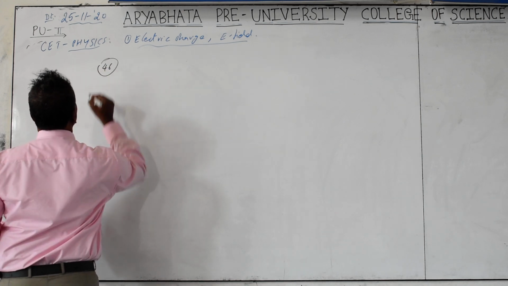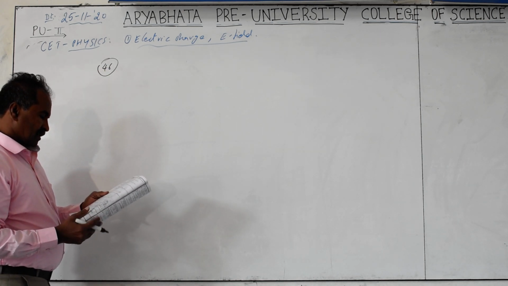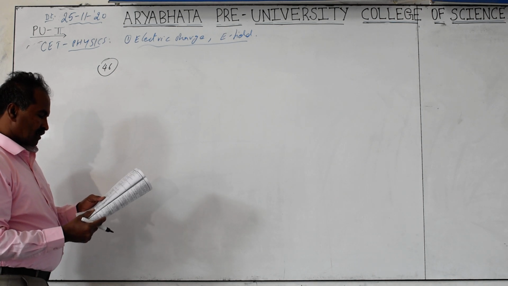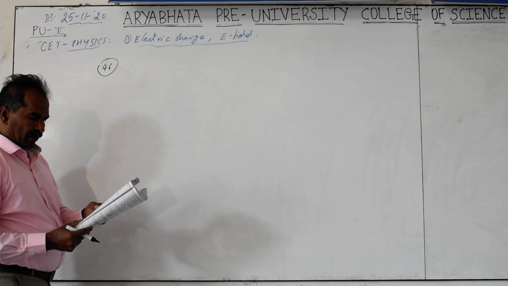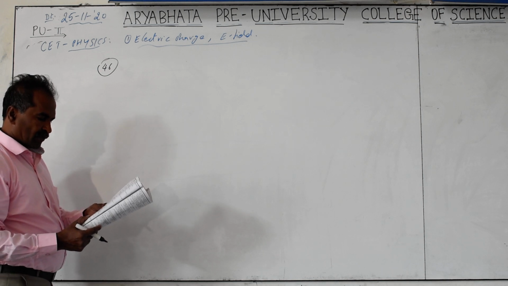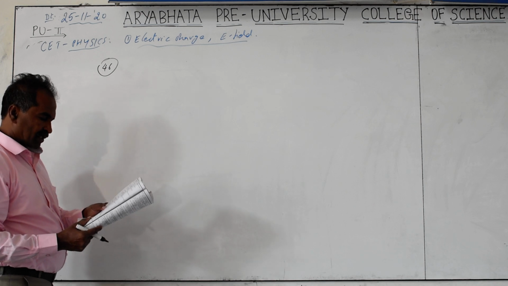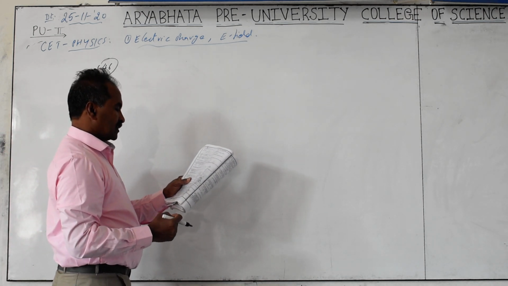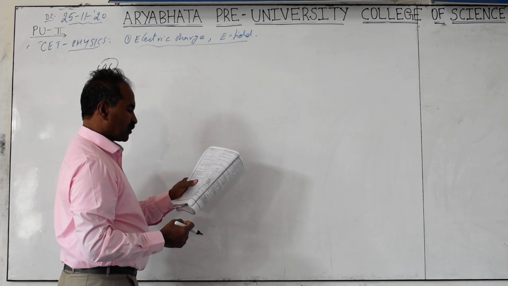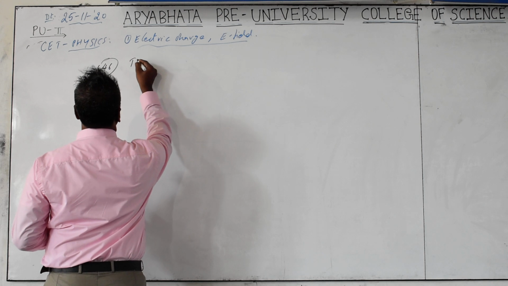In the safety problems, question number 46, the next question. Two charges, plus 200 microcoulomb and minus 200 microcoulombs, are placed at two corners of an equilateral triangle ABC of side 0.1 meters. Find the force on the third charge, 5 microcoulomb, placed at the third corner.